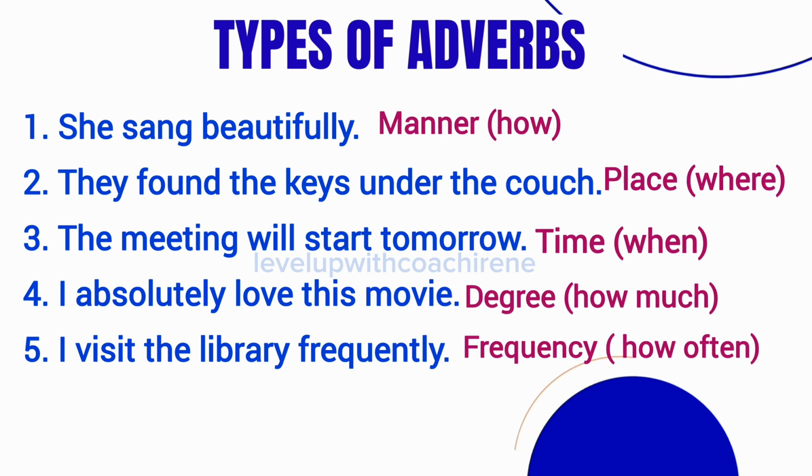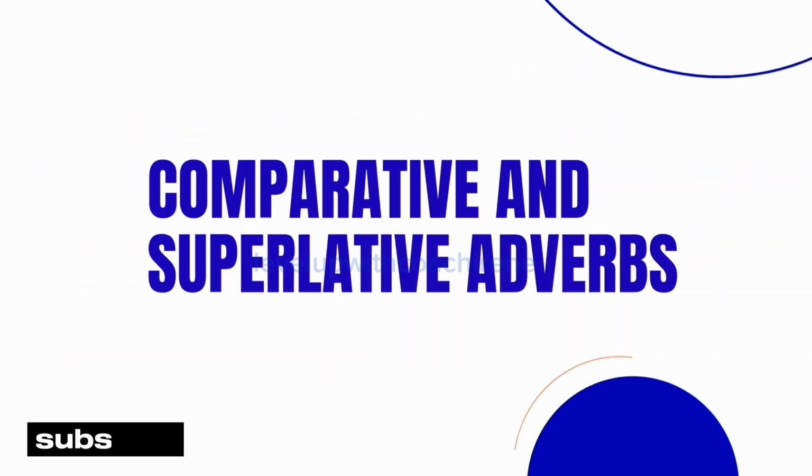Now that you know how to identify adverbs, let's talk about comparative and superlative forms and how to identify the mistakes when using them. Adverbs can be modified to show comparison, just like adjectives. They have comparative and superlative forms. Here is how they work.